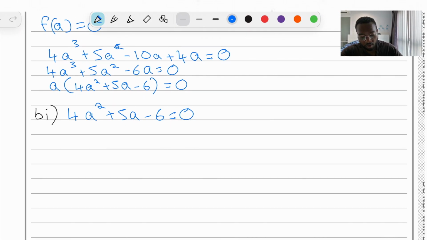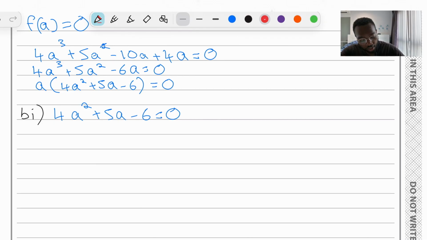Now, to work this out, there are loads of ways you can do it. I like to do it this way. So we're going to do 4 times minus 6. That's a minus 24, okay? And then what I'm going to do is think of two numbers which sum to make 5 and multiply to make minus 24.